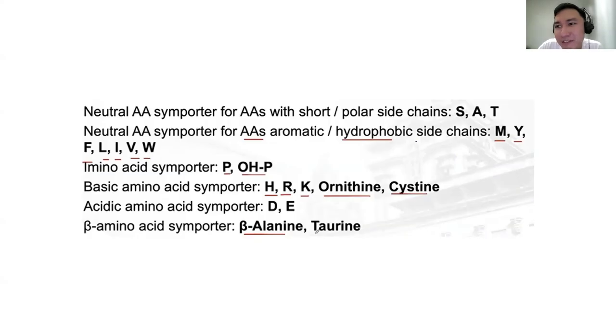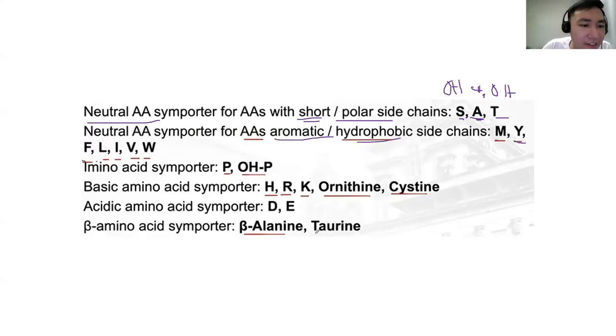So, meron din mga specific absorbers, pag-absorb ng mga amino acids natin. For neutral daw, with short or polar side chain, we have serine, alanine, and threonine. Polar to, di ba? Kasi may OH group si serine, threonine may OH group. And short, which is alanine, kasi isang methyl group lang naman si alanine, di ba? For aromatic and hydrophobic, si methionine, tyrosine, di ba? Phenylalanine, leucine, isoleucine, valine, and tryptophan. Yung mga aromatic and hydrophobic yung mga yan.